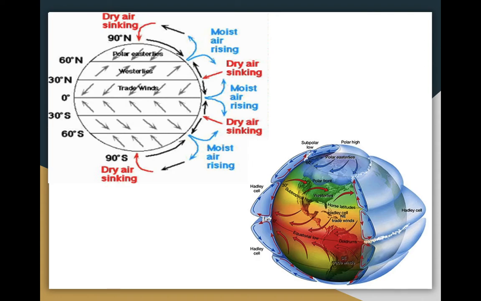So this right here shows you the trade winds. You can see they're moving in, and a lot of that air will hit and then rise, so you don't get a whole lot of wind along the equator. You have the dry sinking air here, and this is where we live, in the westerlies.